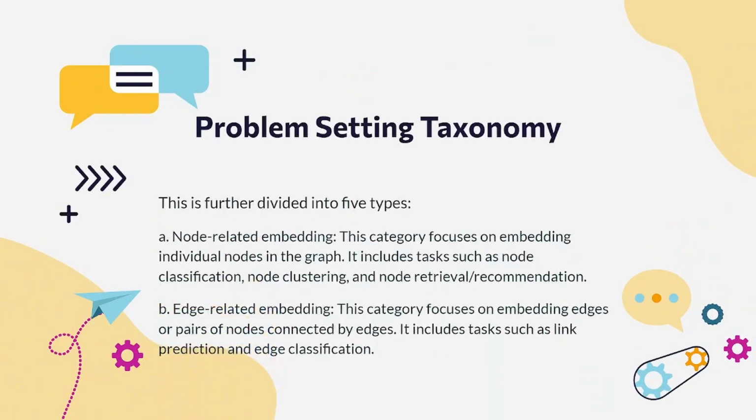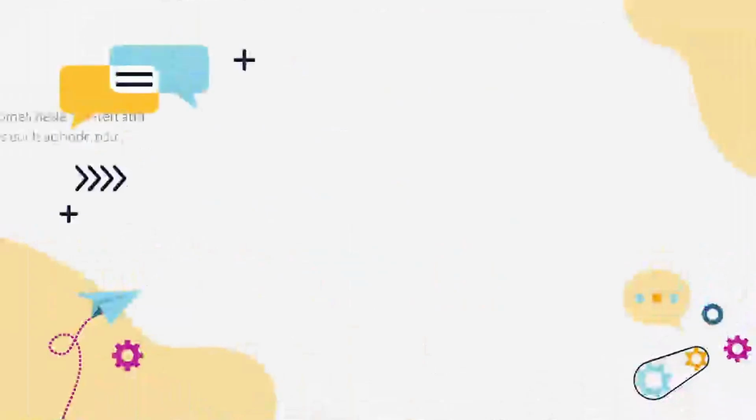So this is further divided into 5 types: node related embedding. This category basically focuses on embedding individual nodes in the graph. It includes tasks such as node classification, node clustering, node retrieval, recommendation. Edge related embeddings. This category basically focuses on embedding edges or pairs of nodes connected by edges. It includes tasks such as link prediction and edge classification.